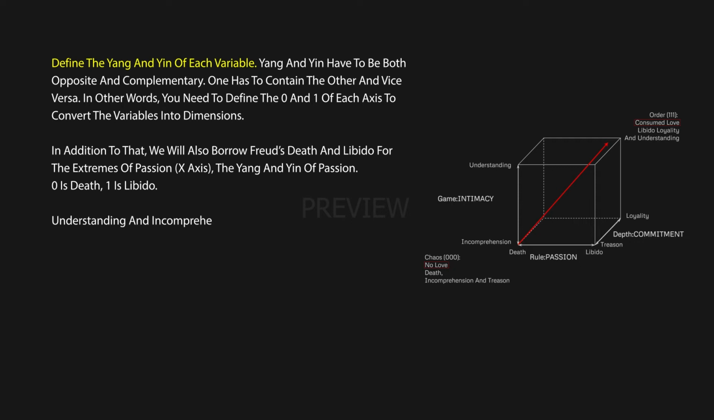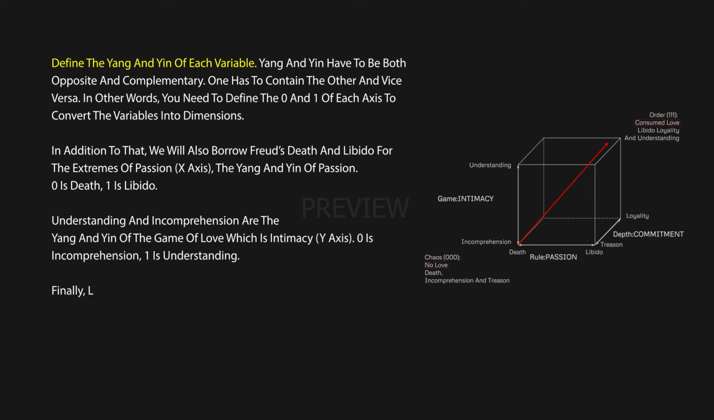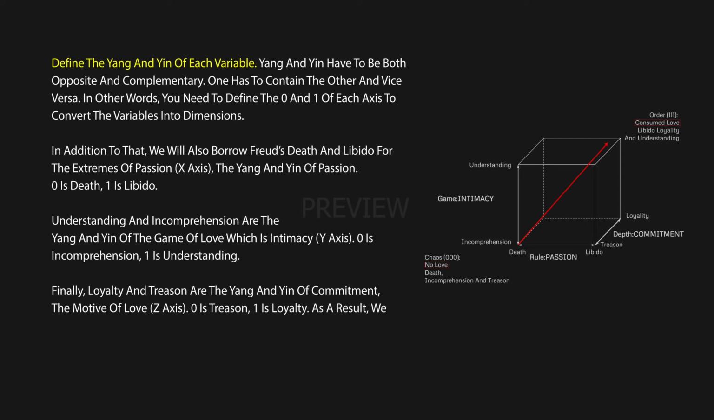Understanding and incomprehension are the yang and yin of the game of love, which is intimacy, y-axis. 0 is incomprehension, 1 is understanding. Finally, loyalty and treason are the yang and yin of commitment, the motive of love, z-axis. 0 is treason, 1 is loyalty. As a result, we can now build the cube of love and proceed to the next step.